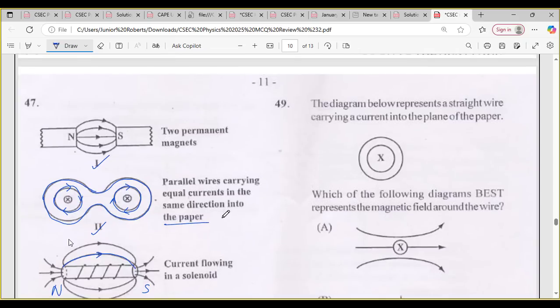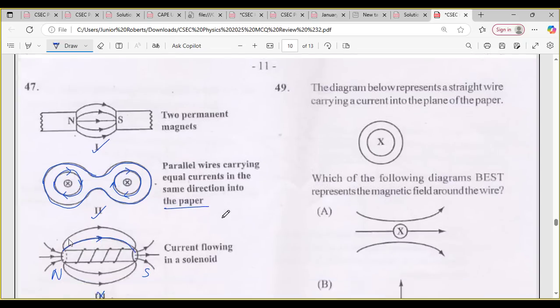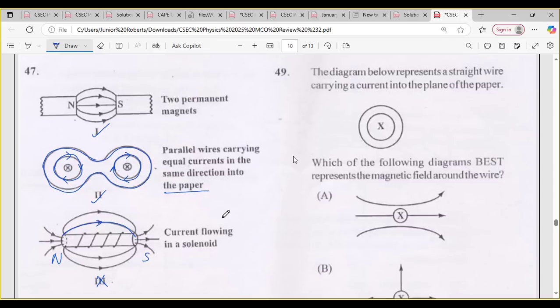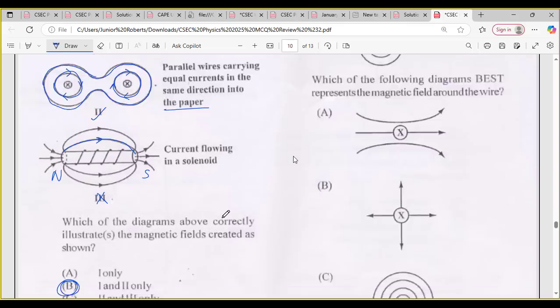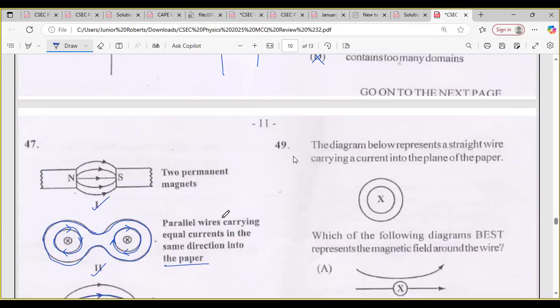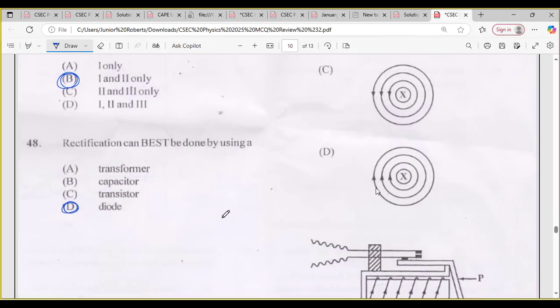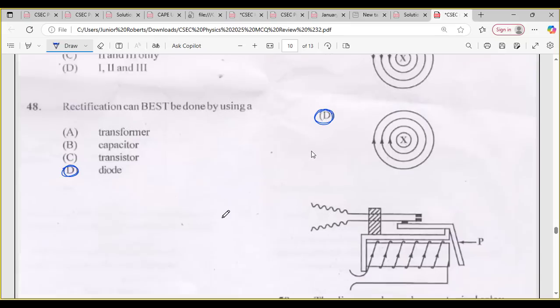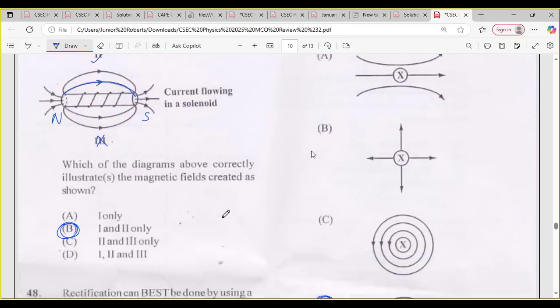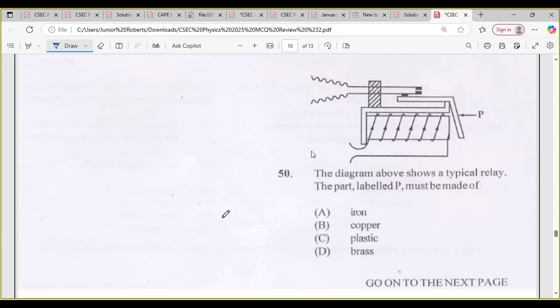49 now says that the diagram below represents a straight wire carrying a current into the plane of the paper. So if it's carrying current into the plane of the paper, then we would expect, again, we can take our right hand grip rule, so it's going into the page, so the thumb goes in and our fingers curl clockwise. So that's going to be D for this one. So 49 is D.